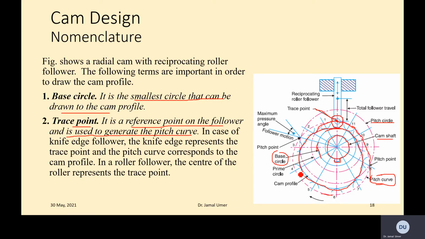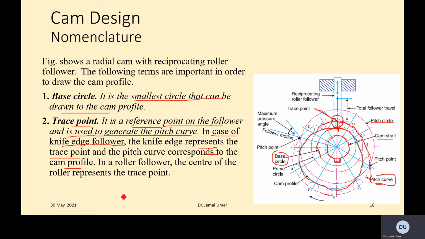This line here. In the case of a knife edge follower, the knife edge represents the trace point. Because this is a roller, it is a different aspect, but if it's a knife edge, then this is the point, the edge of the knife, that traces out the cam profile. Just imagine this is the knife edge touching at this point. Then you are actually drawing the cam profile. So you don't have a pitch curve when you're talking about a knife edge follower.